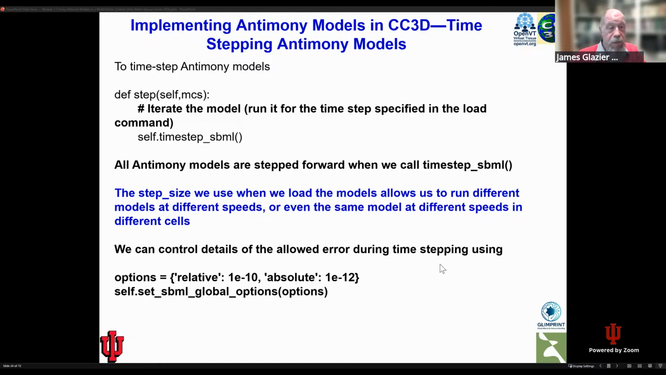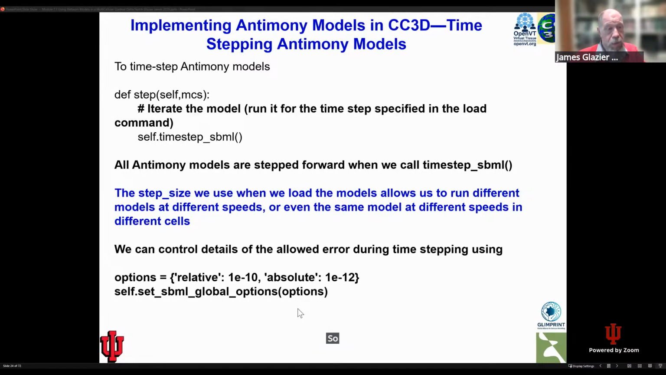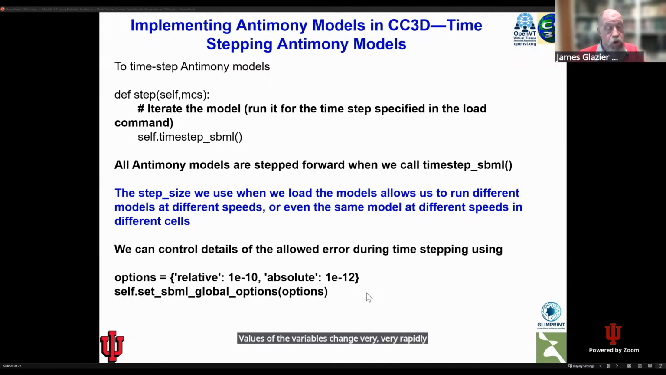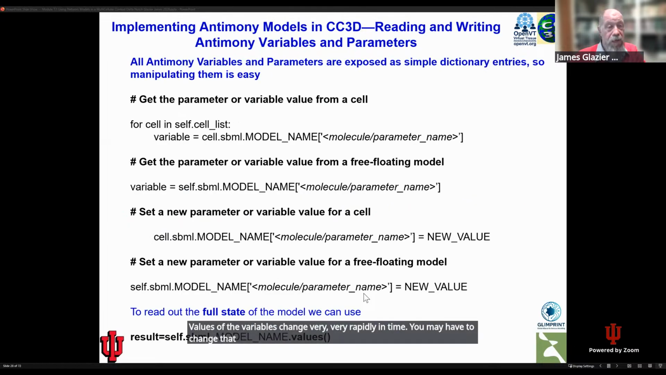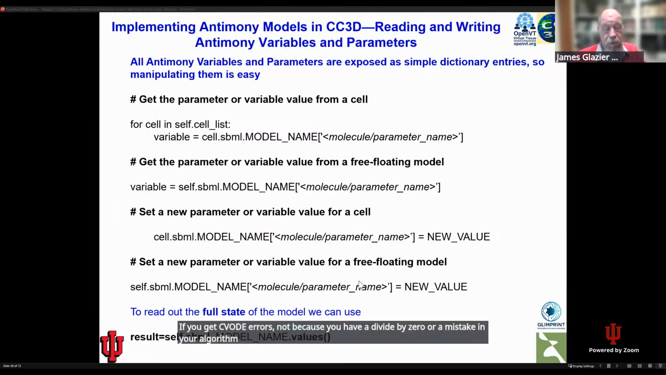You can control the details of the integrator with the option setting, relative accuracy, absolute accuracy, and there are a couple of other things like stiff, soft, and so on that you can do. In general, for most of the simulations we'll run, we don't have to play with that. If you have simulations where the values of the variables change very, very rapidly in time, you may have to change that. If you get CVODE errors, not because you have a divide by zero or a mistake in your algorithm, then it's because of that.